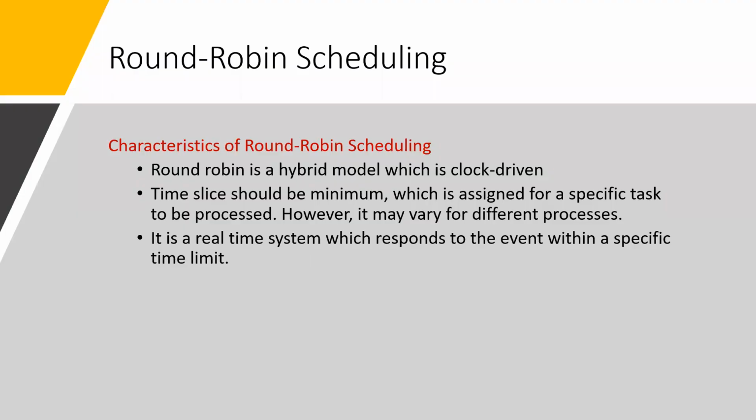So these are the characteristics of round robin scheduling. It is a hybrid model which is clock driven. The time slice should be minimum, which is assigned for a specific task to be processed. However, it may vary for different processes. It is a real-time system which responds to the event within a specific limit.